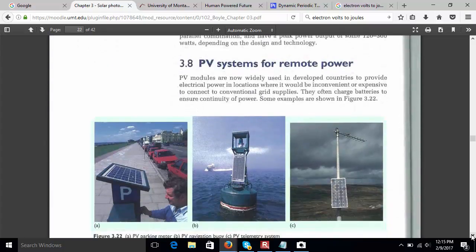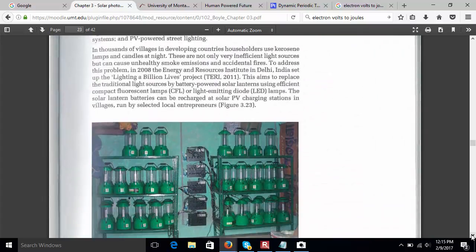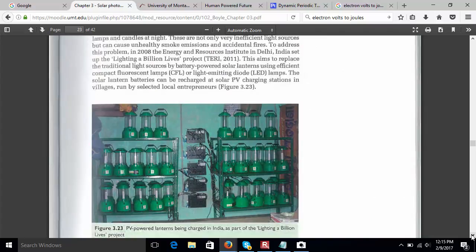All right. We've all seen these parking meters, buoys, antennas. Off-grid, if you're going to go off-grid, you're going to need some storage. And in this case, this just happened to be a Lighting a Billion Lives project, PV-powered lanterns, some batteries. So we're going to see more of this with the power walls.